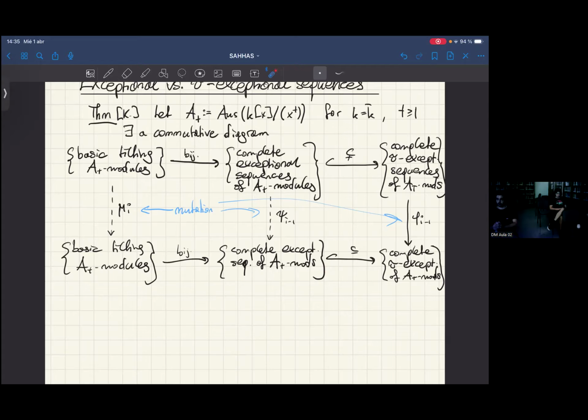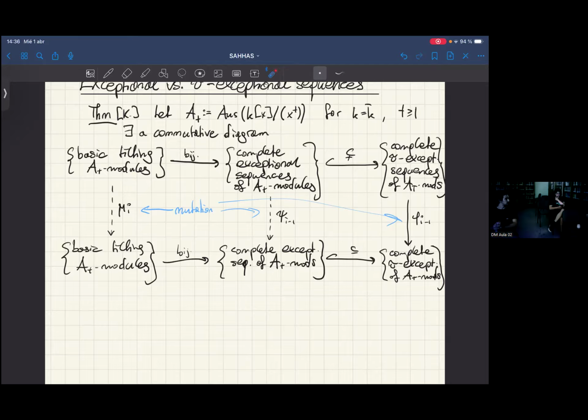I guess. I mean, yeah. If you restrict your attention to those phis for which the result is again exceptional, then you have constructed a map with that property that makes this commute, right? Right.